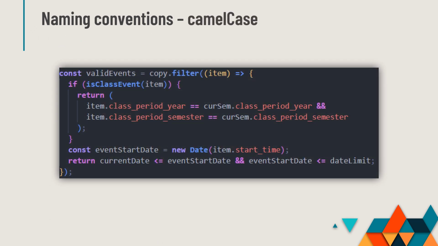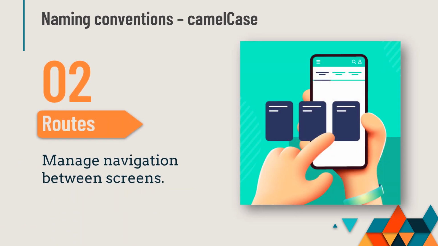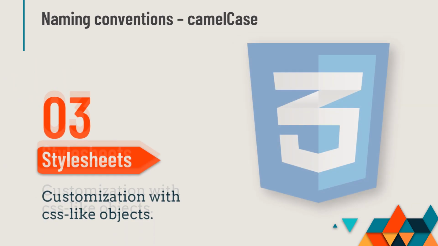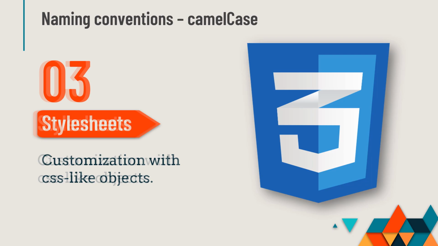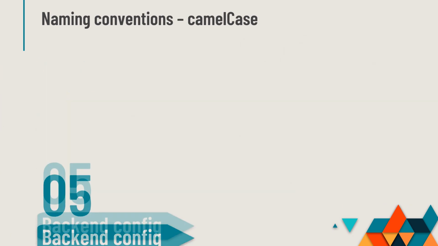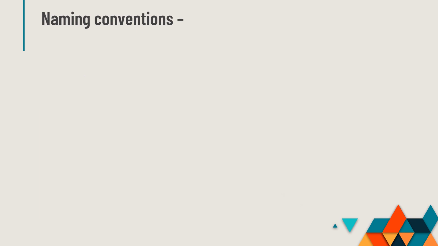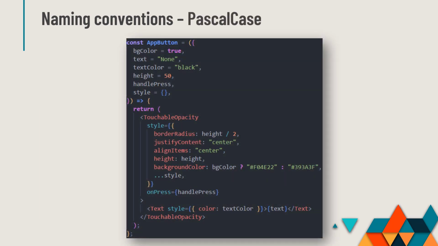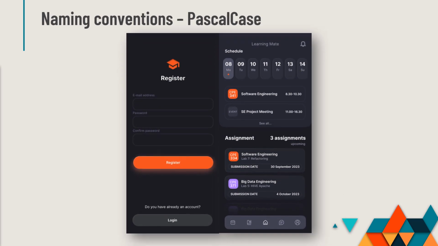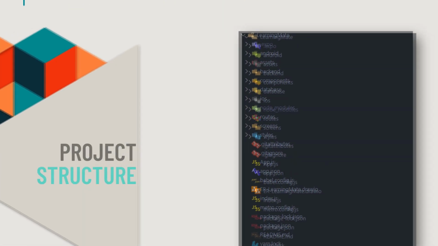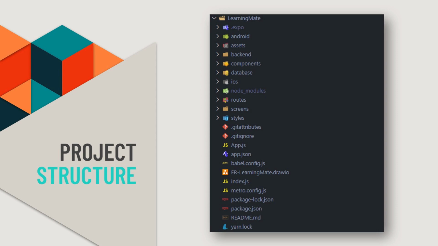Next is camel case, which we use for many things of the application code itself, including function names, routes which manage the navigation, style sheets for customization, hooks for APIs, and backend configuration. Last is Pascal case, which we only use for our custom React Native UI components, such as buttons and widget lists. Then, we will move on to the project structure, which will cover the code organization made by our group.